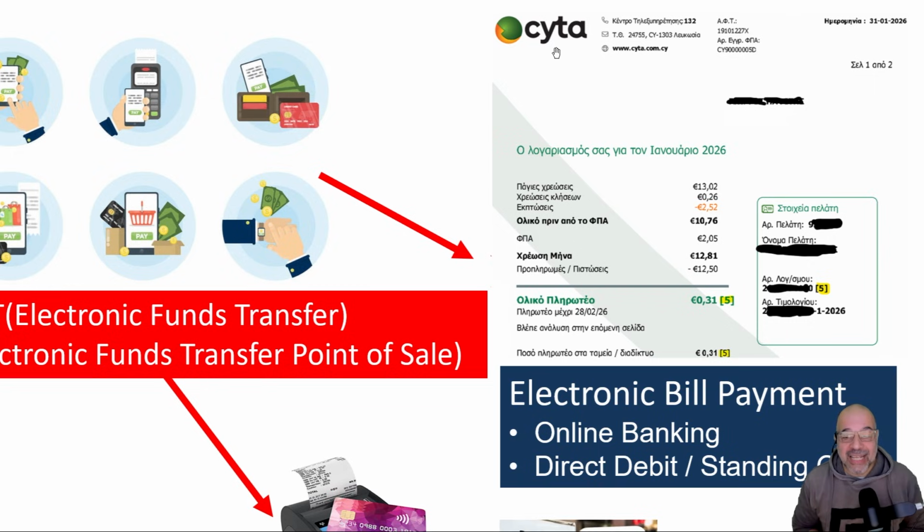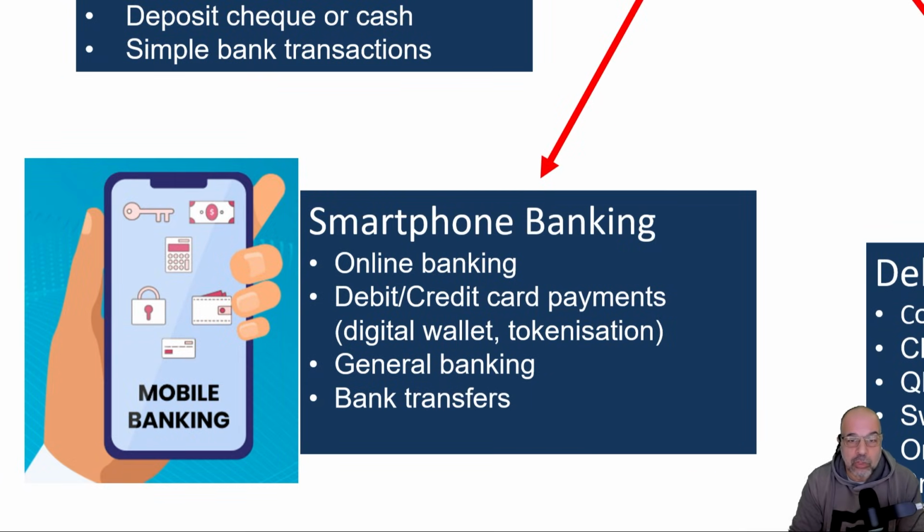Okay, so that's electronic bill payment, understanding online banking payment by going to your bank's website or going to the company's website and paying by debit card or credit card. And we've also covered the difference between direct debit and standing order. What's next on the list? Okay, we're going to look at smartphone banking now.